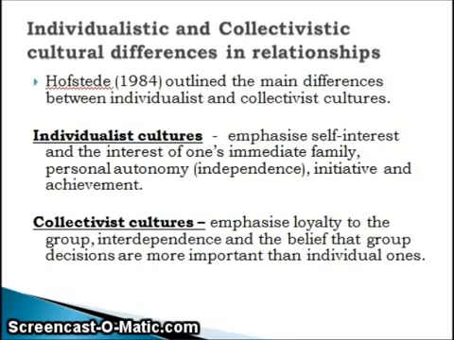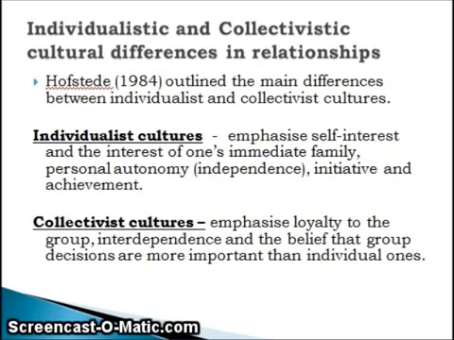America is even more so an individualistic culture, where people are seen as getting ahead because they are intelligent, they have worked hard, they have skills, they have been willing to cut other people aside and work for it more than others. Whereas there's a collectivist culture, which emphasizes loyalty to the group, interdependence, the belief that the group's decisions are more important than individual ones.